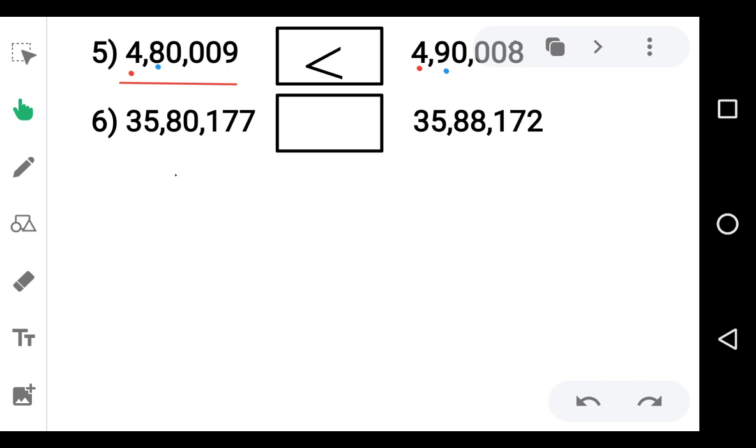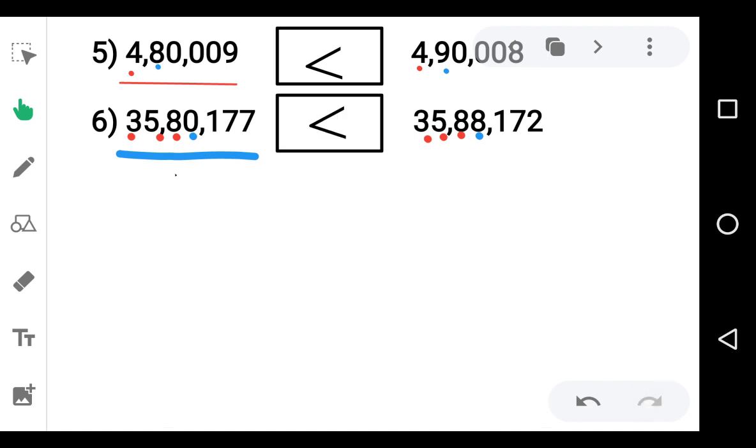Then we see at the 10,000 place. See, here is 8. Here is also 8. Then we see the digit at the 1000 place. See, here is 0 and here is 8. So, how is 0 to 8? 0 is smaller than 8. So, this number is a smaller number. So, here we use the sign smaller than.